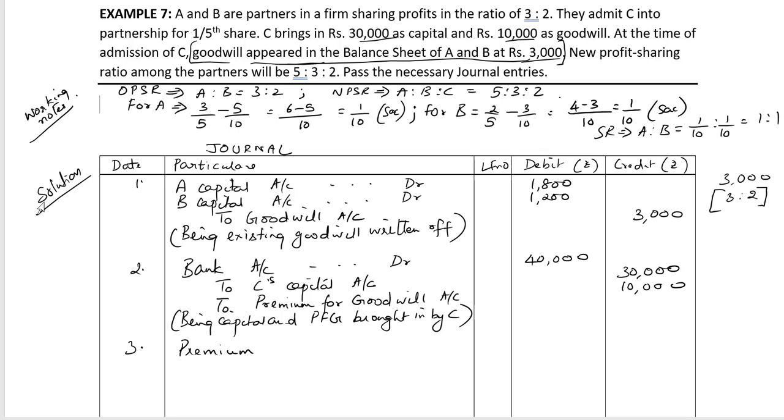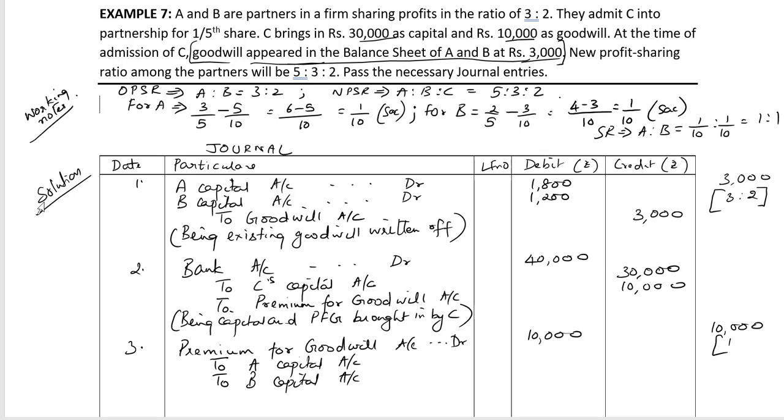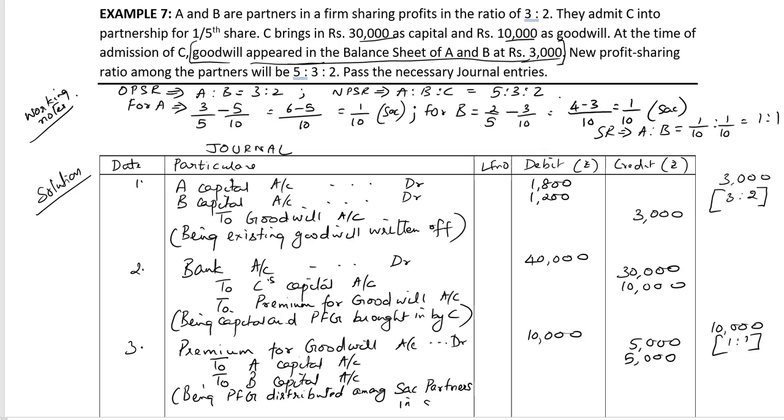Premium for goodwill account debit ₹10,000 to A capital account to B capital account. 10,000 in sacrificing ratio 1:1. 5,000 against A and 5,000 against B, being PFG distributed among sacrificing partners in sacrificing ratio.